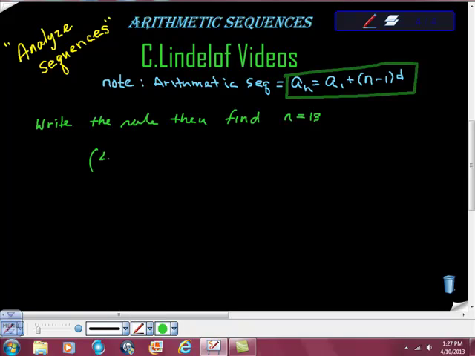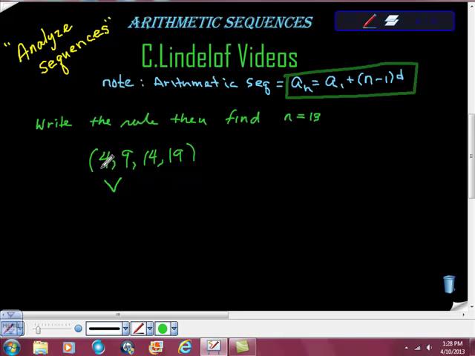We're given the sequence 4, 9, 14, 19. Now when you're looking at this on a placement exam, the first thing you have to do is decide what type of sequence this is. There are a couple ways to check, and the first thing I'm going to do is look for arithmetic sequences first.